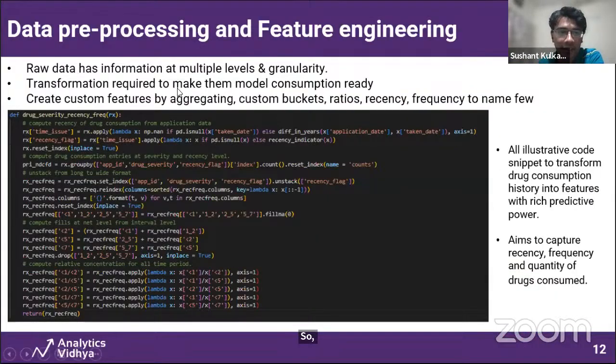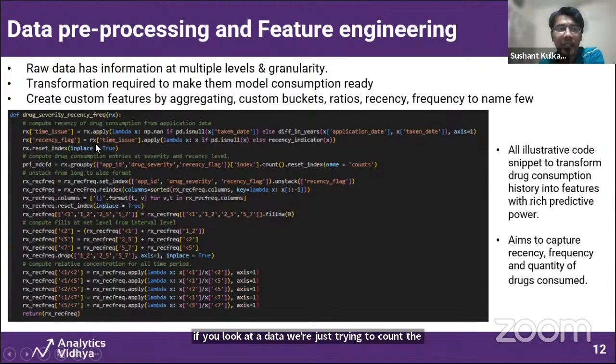So now that we saw all the data, one quick way, as I was saying, is to create custom buckets. Basically, we want to capture what they've been doing recently, how frequently they have been doing it, and how much they have been taking. So I have a code snippet here which tries to capture some of this information. If you look at the data, we're just trying to count the quantity of drugs taken in the recent past.